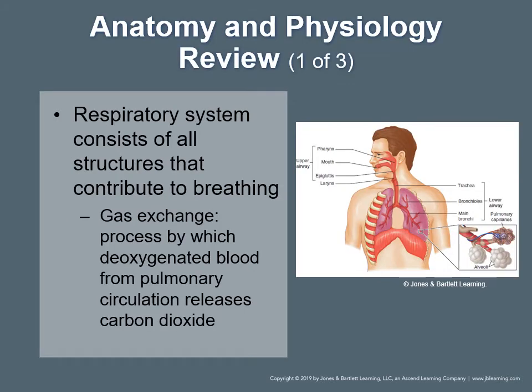Your anatomy and physiology review. The respiratory system consists of all structures that contribute to the breathing process. The upper airway includes all anatomic airway structures above the level of the vocal cords. Gas exchange is the process by which the oxygenated blood from the pulmonary circulation releases carbon dioxide, resupplied with oxygen before it enters the cardiac circulation and occurs at the level of the alveoli.